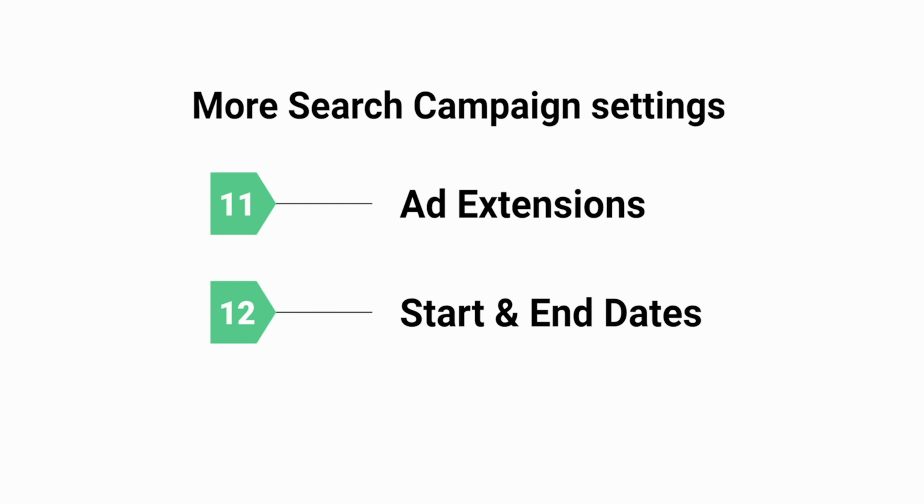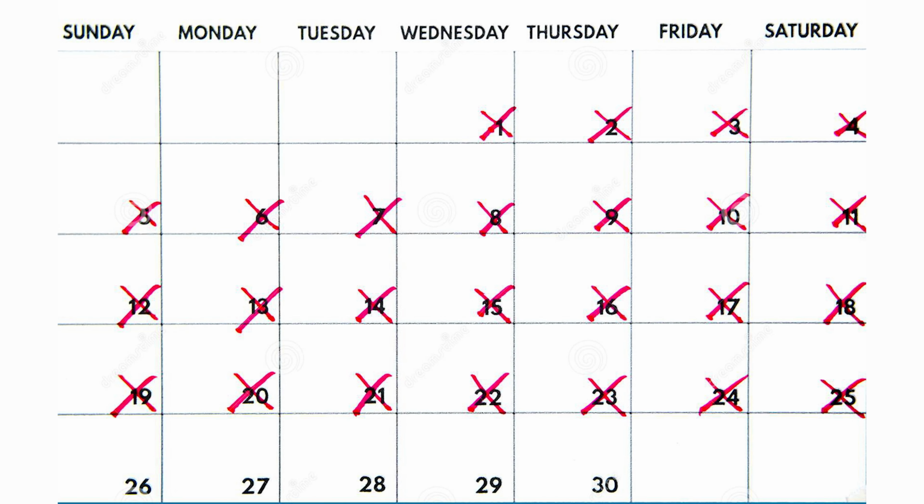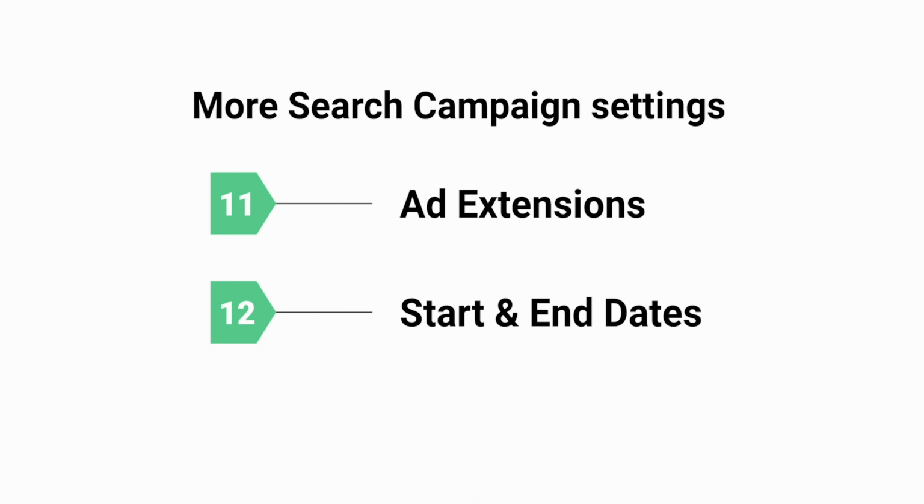Start and end dates. This setting places the campaign into a start and end date format. This can be used for a variety of purposes. For example, you might be having a discount promotion for your services in your business, and you can set a start and end date for your ads to reflect those promotion dates.